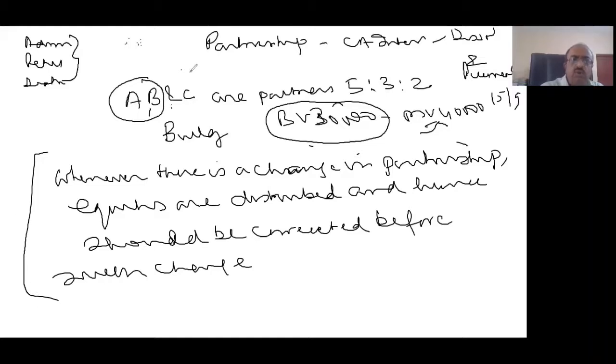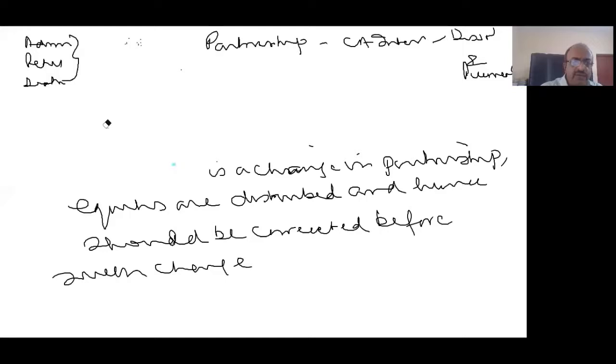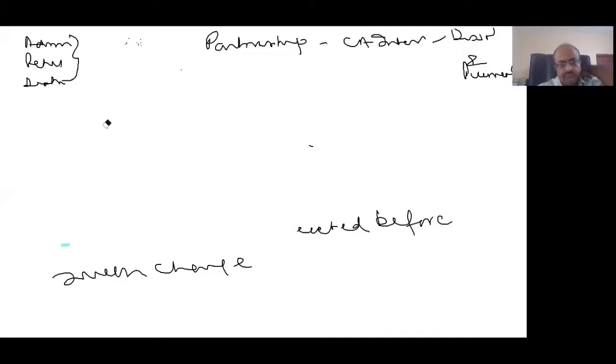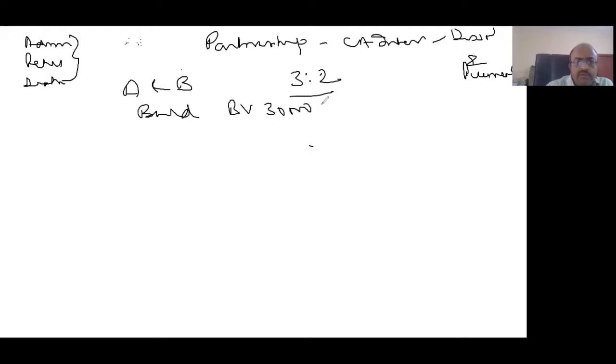So we have to do something. Now, what do we do? You are telling all this, but what do we do? Let us understand what we are doing. In the case of admission, I'm not going to go to retirement now. In the case of admission, let us see what we are going to do. Now, A and B, these two, building value 30,000, market value 40,000.